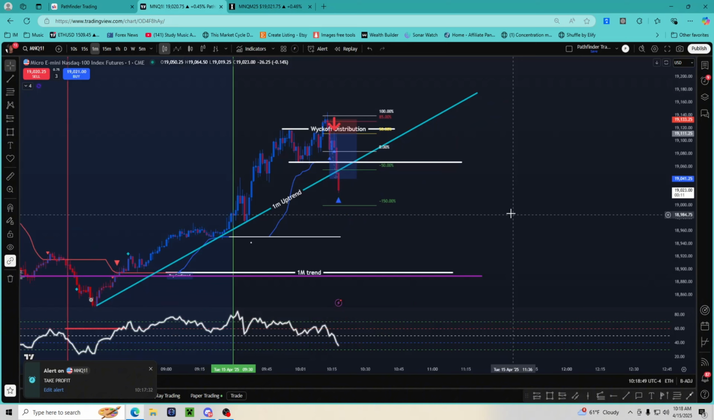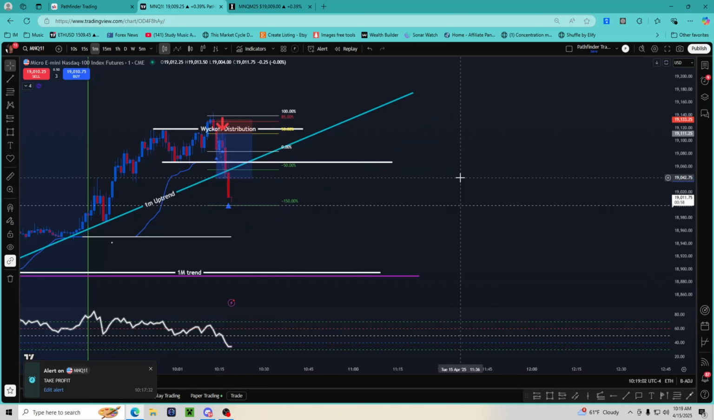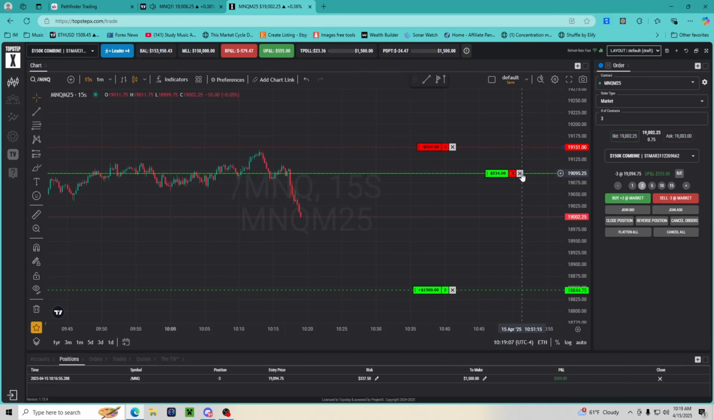If it gets all the way down here to 18.99, we're just going to go ahead and take that profit. What a drop from that entry, guys. What a drop. And this market's just right there. We're going to go ahead and exit that trade for a nice win.